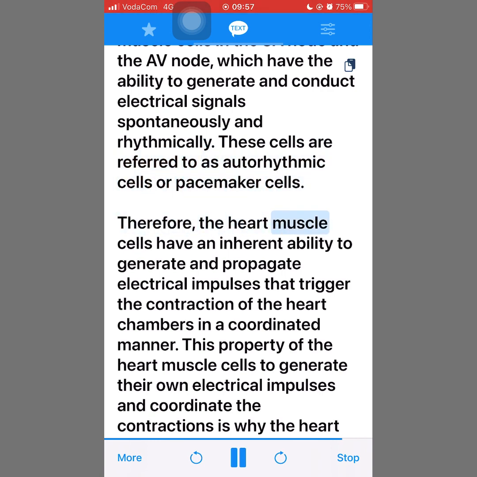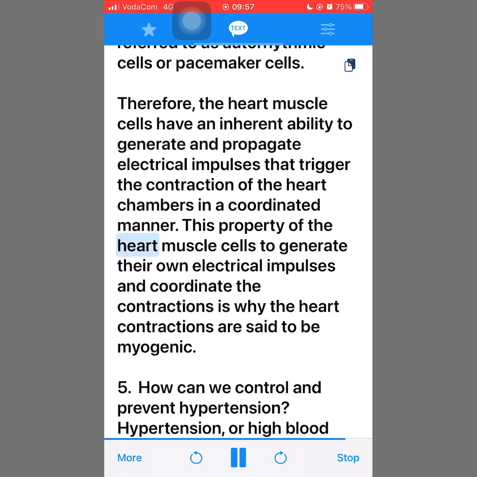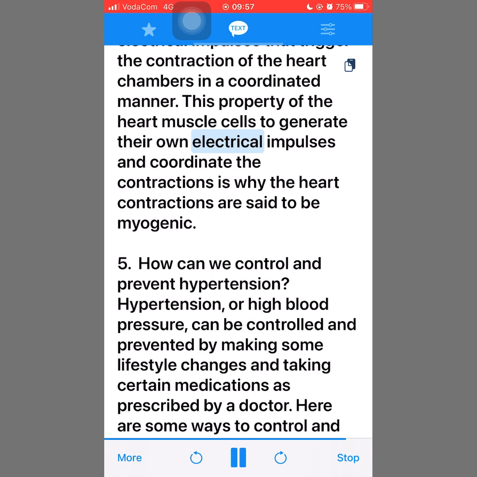Therefore, the heart muscle cells have an inherent ability to generate and propagate electrical impulses that trigger the contraction of the heart chambers in a coordinated manner. This property of the heart muscle cells to generate their own electrical impulses and coordinate the contractions is why the heart contractions are said to be myogenic.